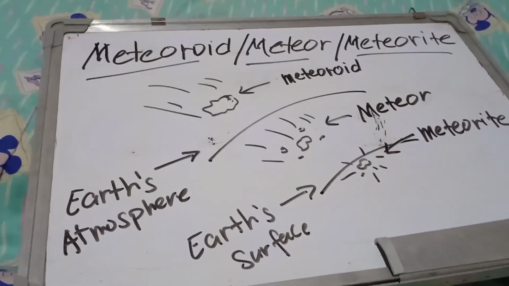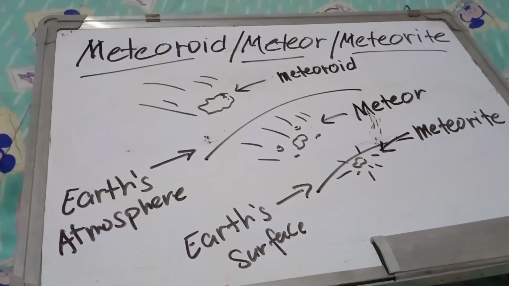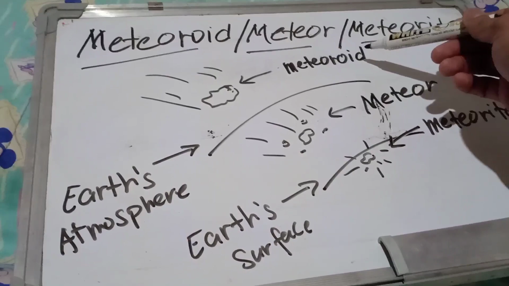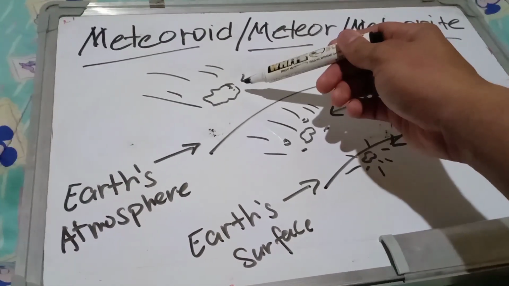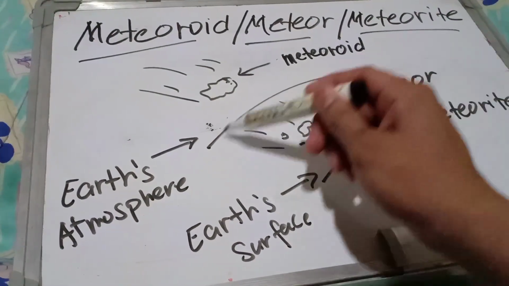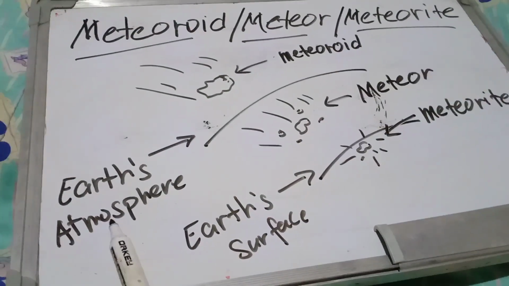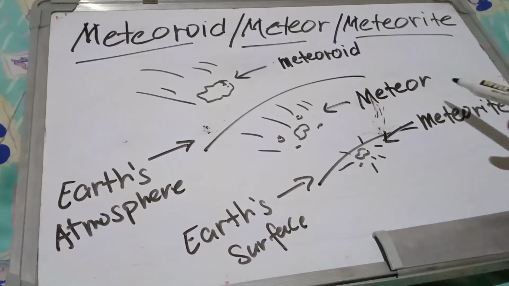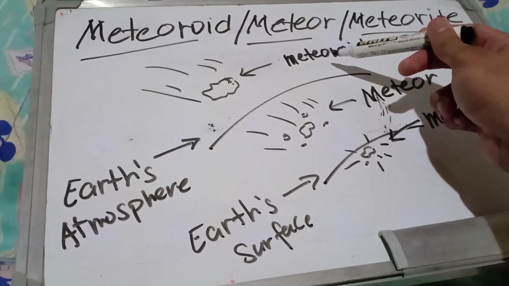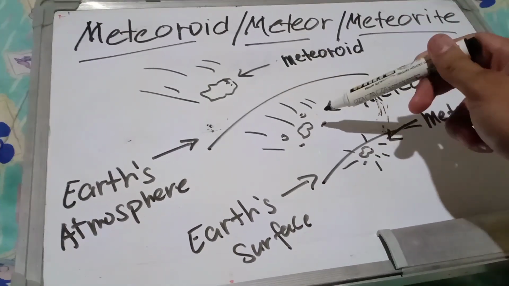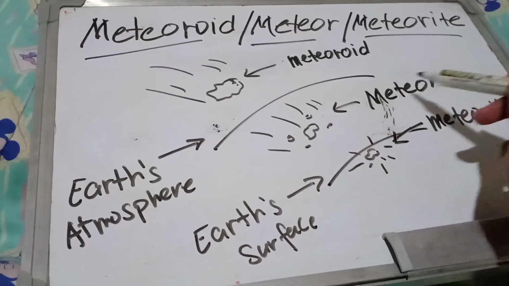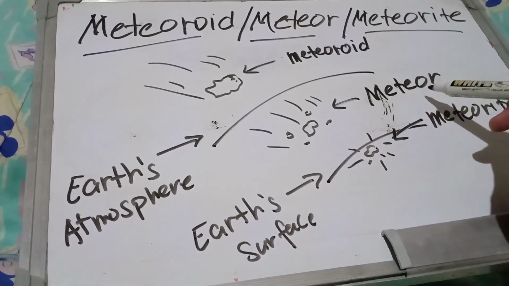Okay, let us explain this diagram. So, ano yung pinagkaibahan ng meteoroid, meteor, and meteorite? So, this is the meteoroid. Okay, nasa space po siya, for example. And then this line is the Earth's atmosphere. Okay? So, when the meteoroid hits or reaches the Earth's atmosphere, okay? So, ito na po siya. Ito yung tinatawag po nating meteor.